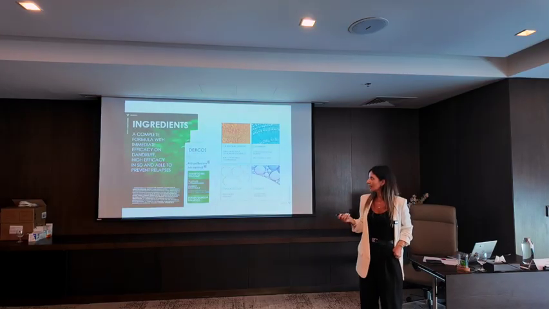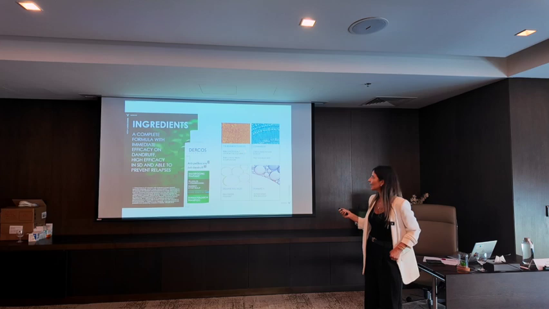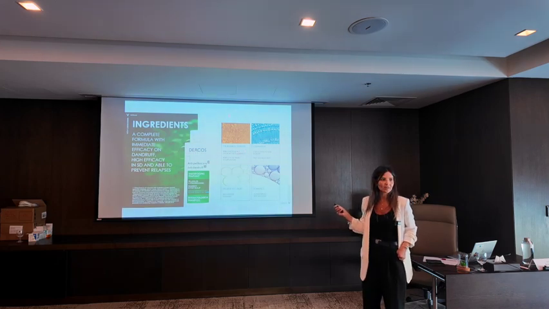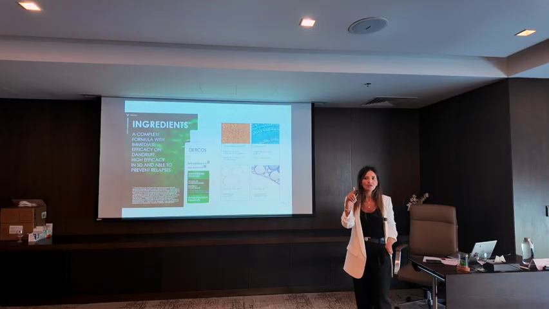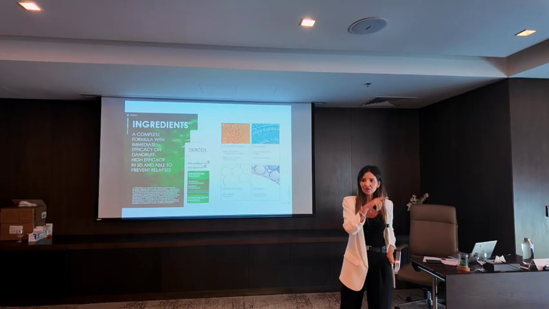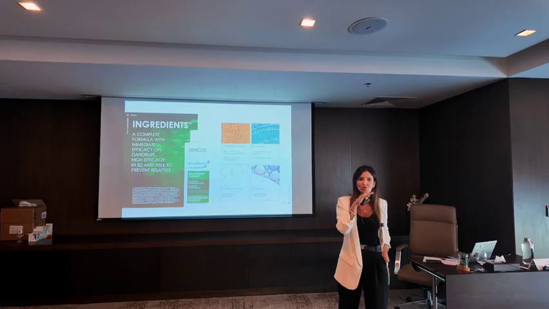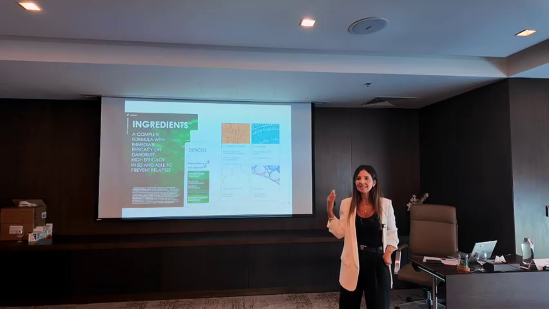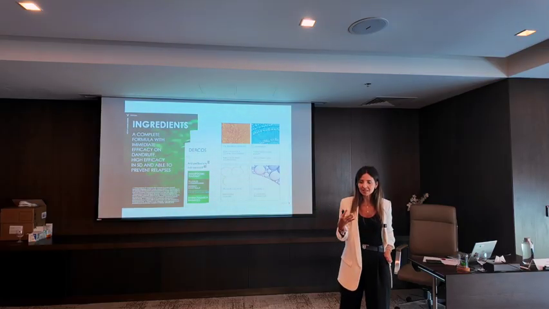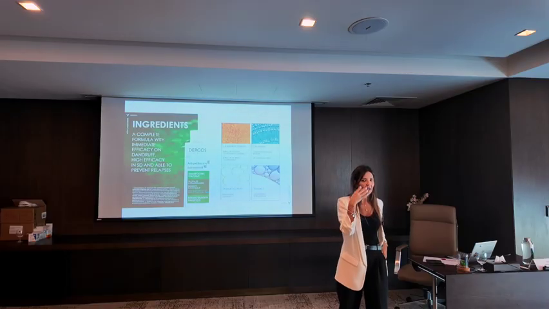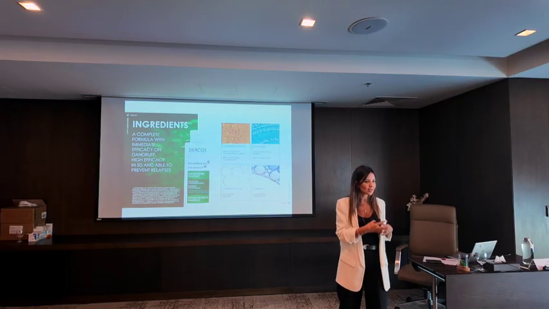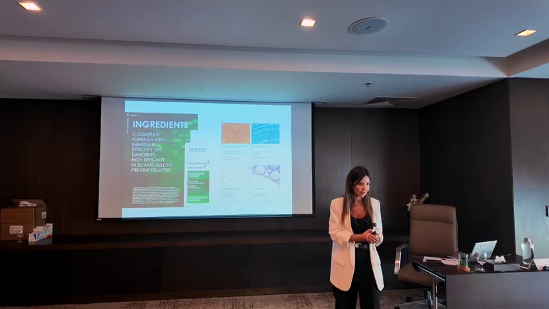So Dercos DS anti-dandruff has selenium disulfide, that's why the color is yellow. Selenium disulfide rebalances the level of fungus and the microbiome, so it will return back to its normal level. We have salicylic acid that exfoliates the skin. Vitamin E and ceramide act as antioxidants, reducing inflammation and rebalancing the sebum.